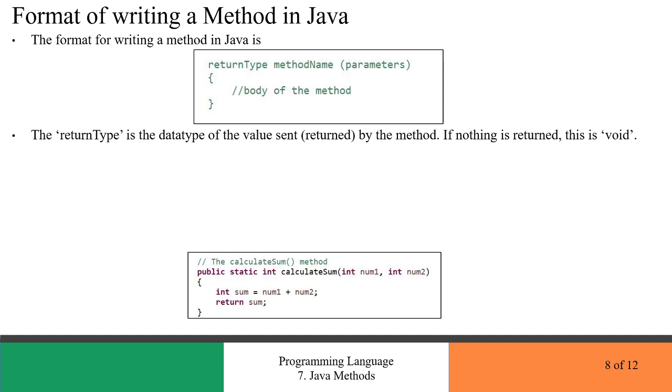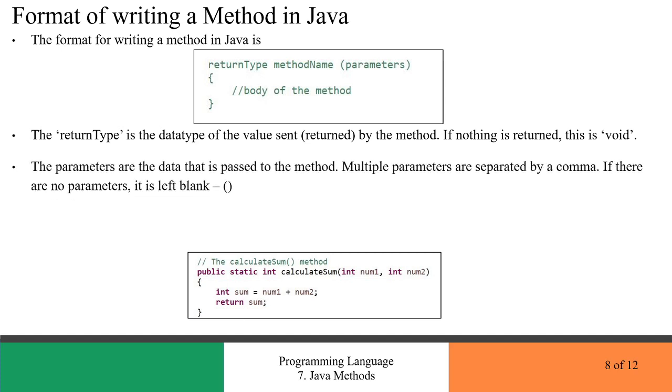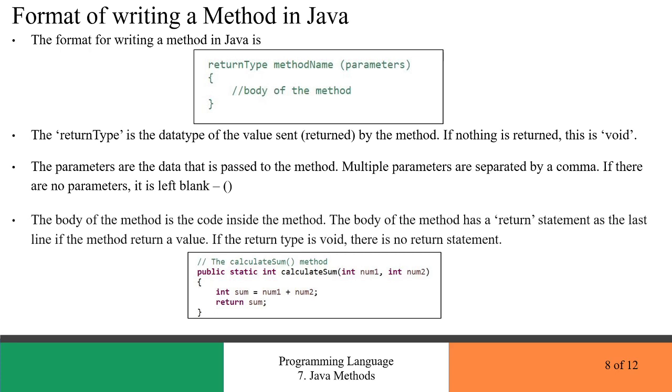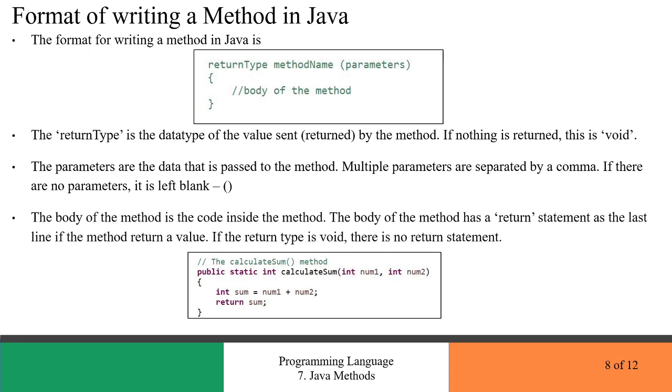The method in example 1 had a return type of void. The parameters are the data that is passed to the method. Multiple parameters are separated by commas. If there are no parameters, it is just left blank. The body of the method refers to the code inside the method. The body of the method has a return statement as the last line in case the method returns a value. If the method does not return a value, there is no return statement.